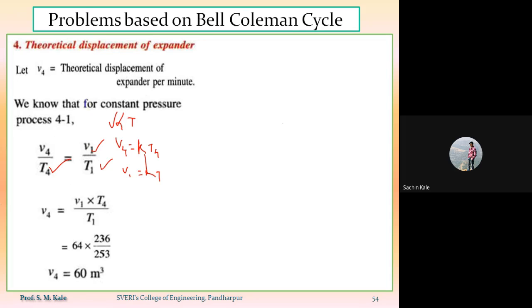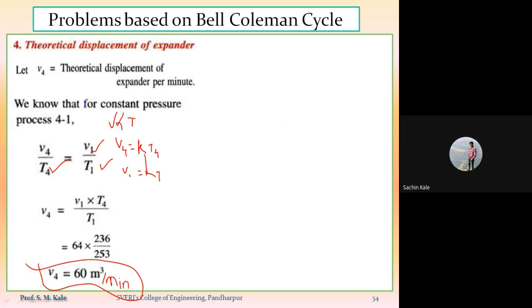सो व्हॅल्यू ऑफ P4 इज नथिंग बट 60 मीटर क्यूब पर मिनिट असणार आहे, फक्त मीटर क्यूब नाही, because you are putting the value of P1 in terms of meter cube per minute. So this will be the value of P4. समजते? इथपर्यंत समजलं का? Yes or no? Yes, sir.